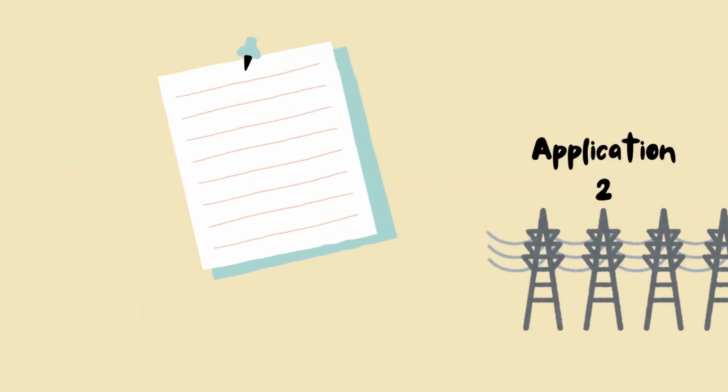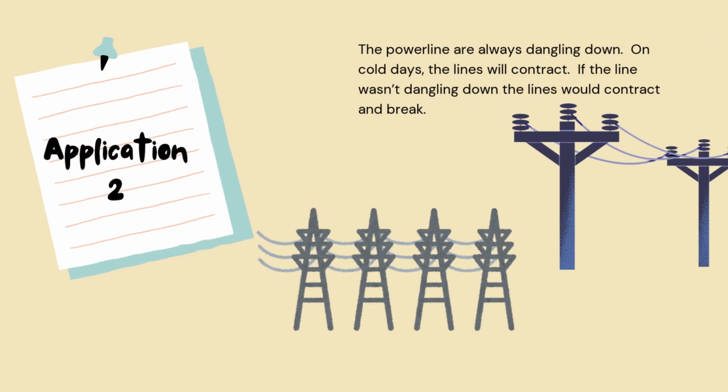Application 2. Power lines are always dangling down on cold days. On cold days, the lines will contract. If the lines weren't dangling down, the lines would contract and break.